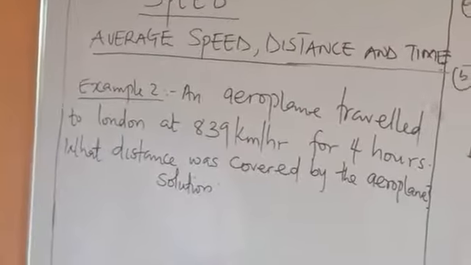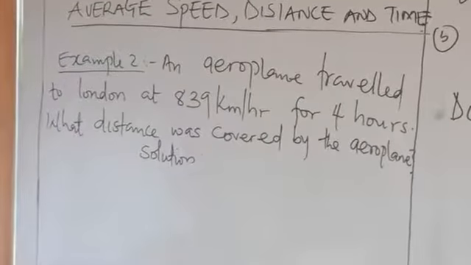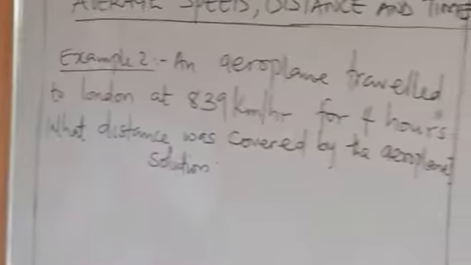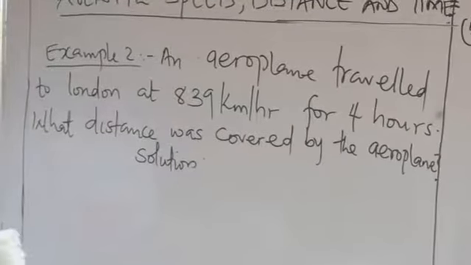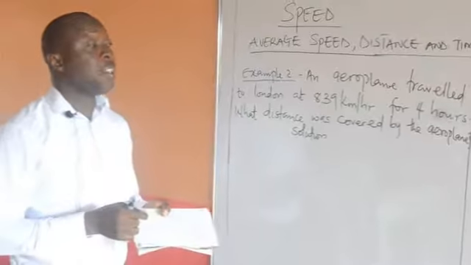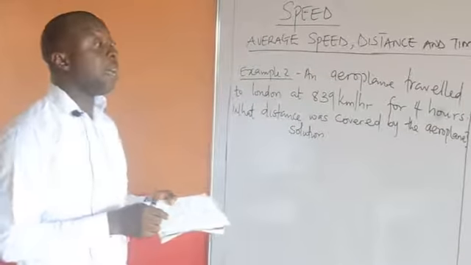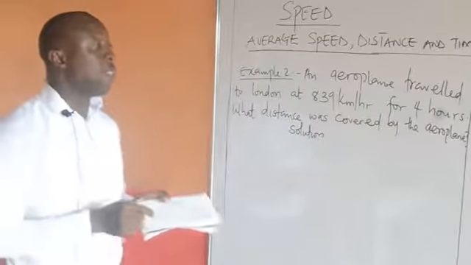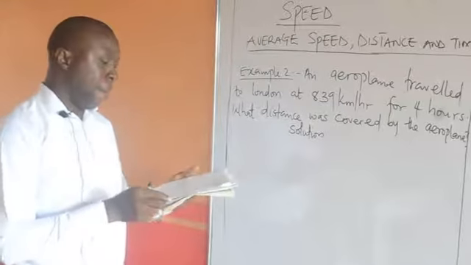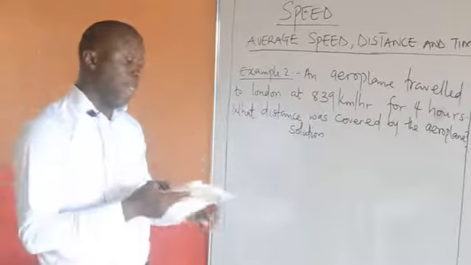Then example 2. An aeroplane traveled to London at 839 km per hour for 4 hours. What distance was covered by the aeroplane? Let me read the question again. An aeroplane traveled to London at 839 km per hour for 4 hours. What distance was covered by the aeroplane?